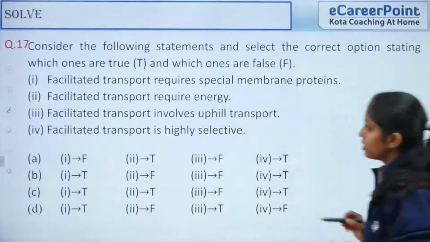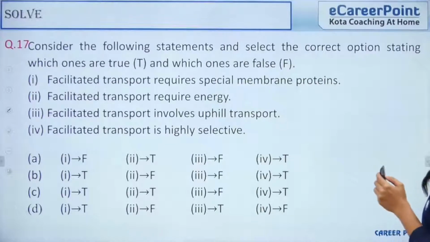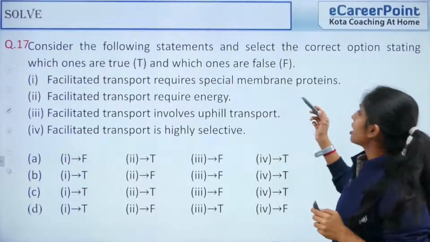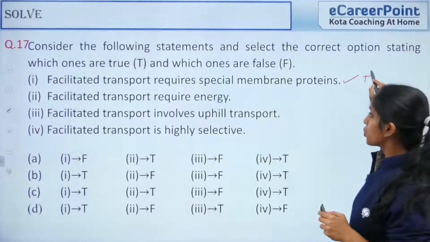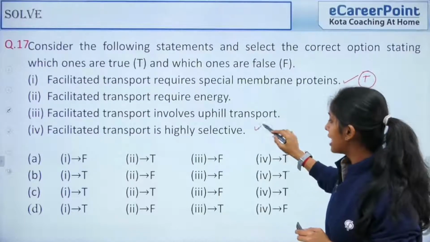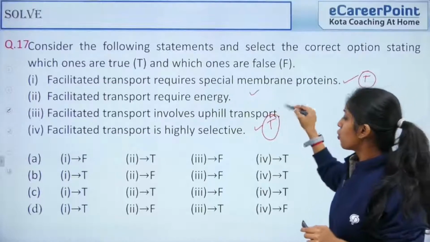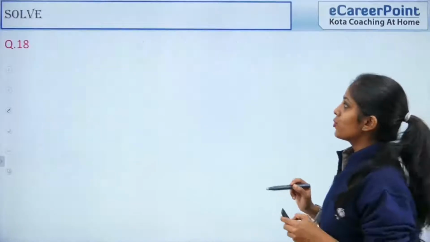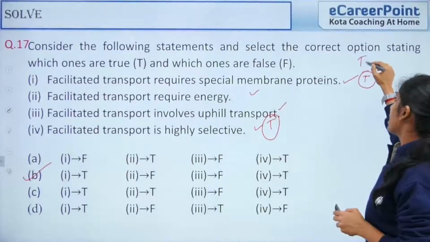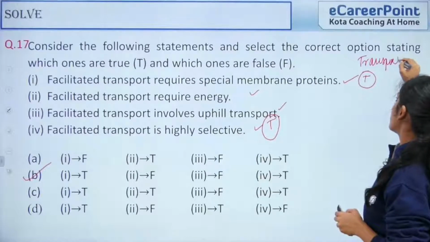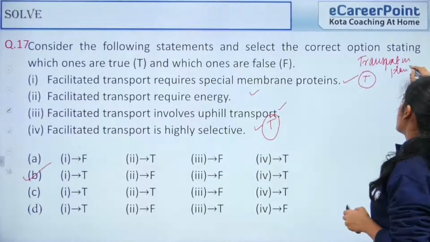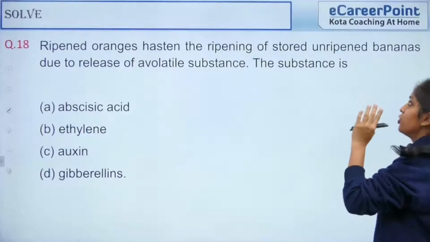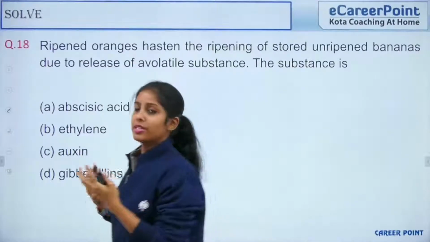So question 17. Consider the following statements and select the correct option stating which ones are true and which ones are false. Right? Facilitated transport requires special membrane proteins, true. They are highly selective, that is also true, but these true or false, so option B is the right answer, right? Question 17 was from the chapter transport in plants, so don't leave transport in plants because there was no question in the last year. Please don't leave this chapter, it is a very important chapter, alright?